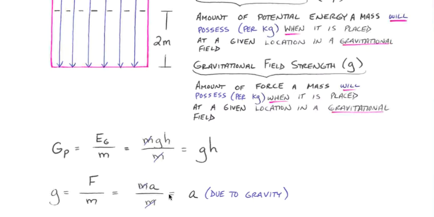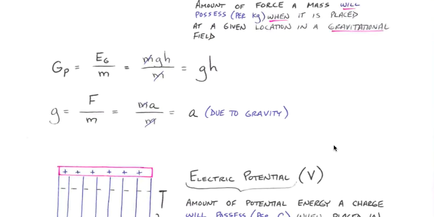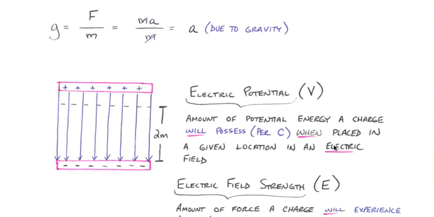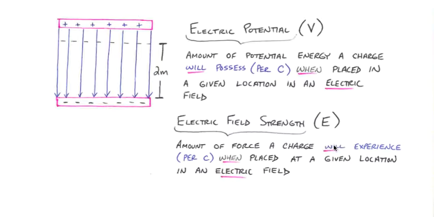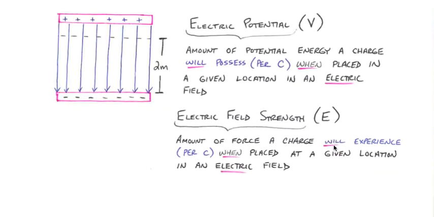All right, but the one thing I'd like to get across is that potential is the amount of energy per mass, and the field strength is the amount of force per mass. These are not new topics. Hopefully you guys are remembering these. So how does all of this apply to electric fields and concepts like electric potential and electric field strength?